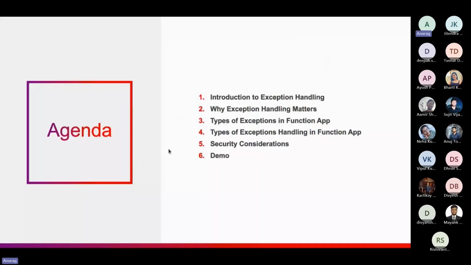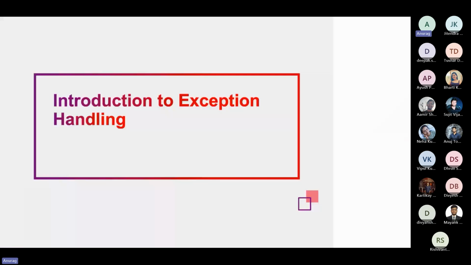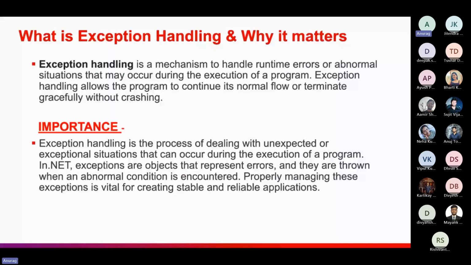I will start with the agenda of today's knowledge session after the Azure Function App description. So the topics are introduction to exception handling, why exception handling matters, types of exceptions in function app, types of exception handling in function app, then the fifth one is security considerations, and the last one is the code demo. So firstly, I will start with the introduction to exception handling. What is exception handling and why it matters?